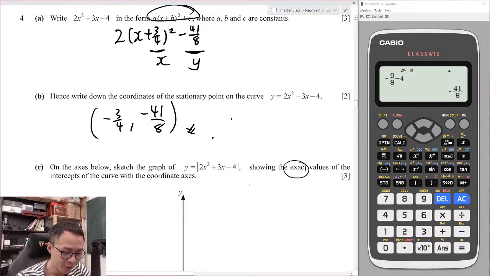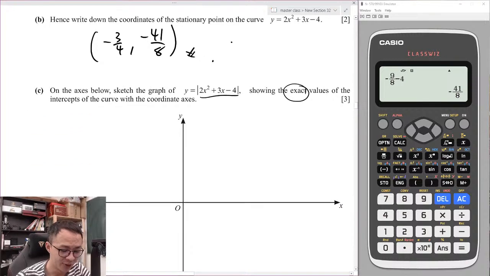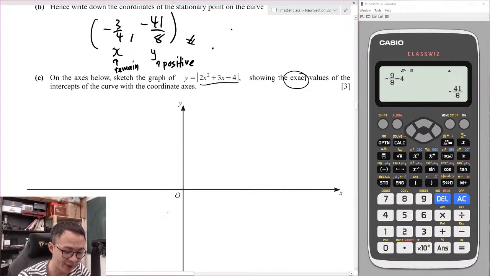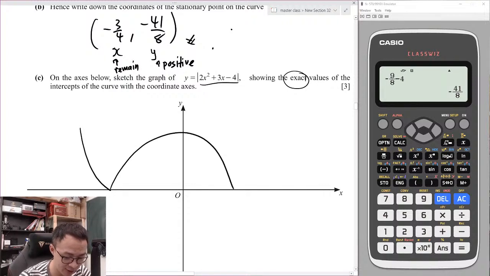Okay, so what we want to do here is, because this is exactly the same equation here, but then he adds a modulus here. So from here, this is my x and y. So because of the modulus, right, I know my y will be positive. My x will remain. So what I mean by here is, if I draw this one like this, I will just draw something like this, I guess.